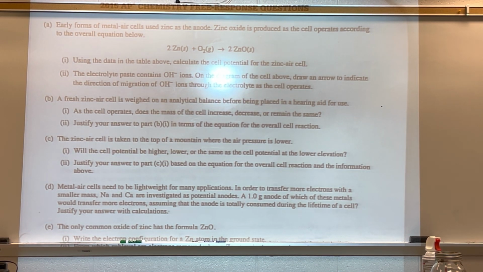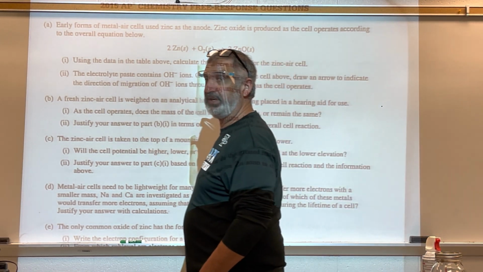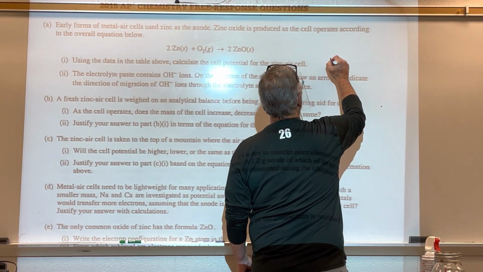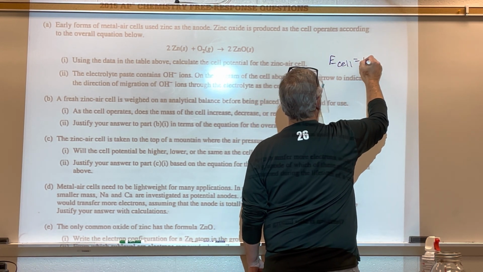So what do we do for that one? How do you find E cell for that? Do we not say E red minus E ox? E cell is E red minus E ox. They give you the equation, and they tell you which one's being oxidized. So go ahead and do it.